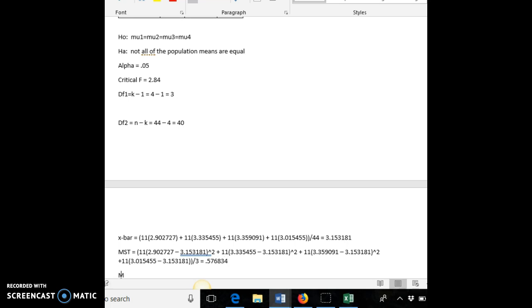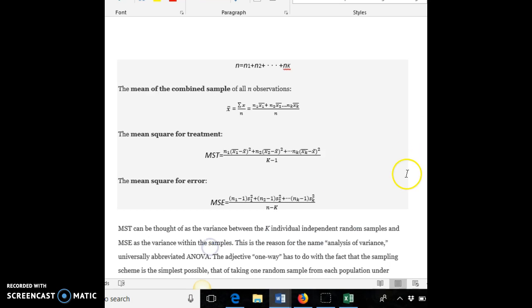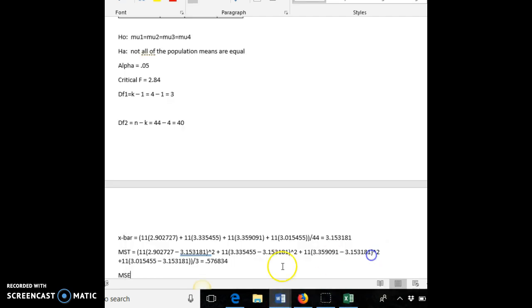Now we have to find our MSE. And we go back and look at our formula. This is actually a little bit easier than the first one, although not easy. We're going to take the amount of data we have in each one of our categories and subtract 1, and then multiply it times the variance, and add each of those up. And then we'll divide by n minus k, our degrees of freedom 2. All right, so let's do that.